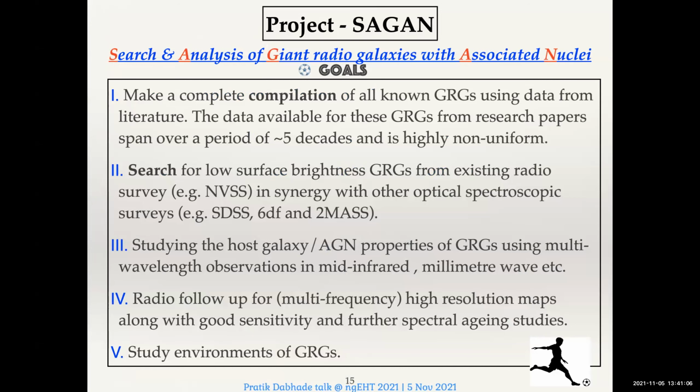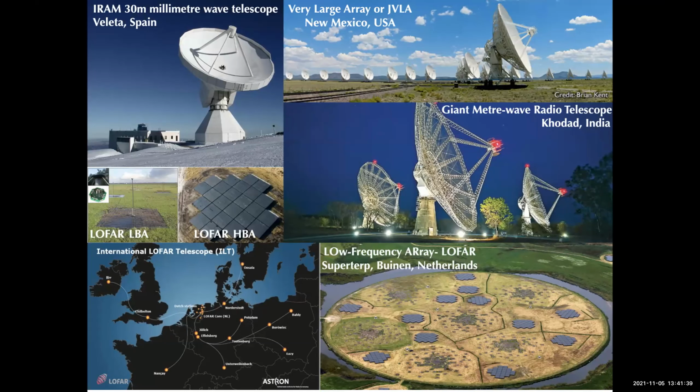So these are the goals we set out. We started this in 2016, and these are the goals to address the problems I listed before. First, we had to compile a database of giant radio galaxies known in the literature. Second was to find new ones, because we know they are rare, from the new surveys. Then to study their AGN as well as large-scale radio properties and environment properties, so that we have a clear picture. These are some of the telescopes which we have used to carry out this work.